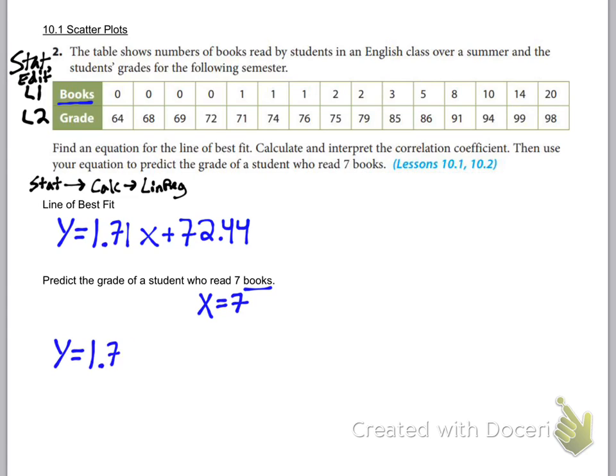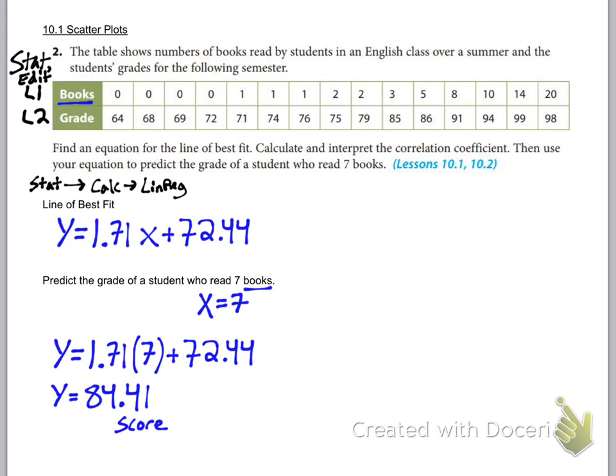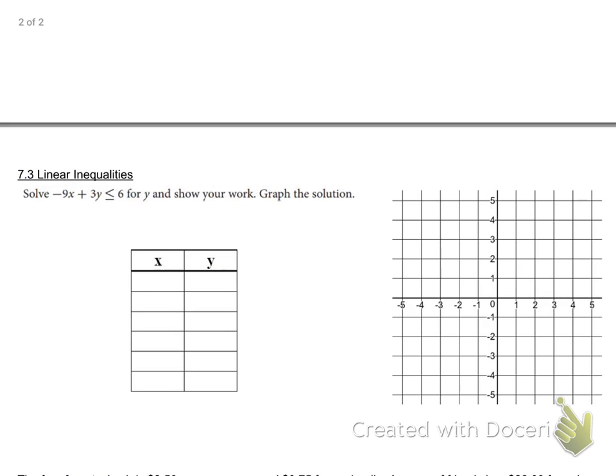So it asks us to predict the grade of a student who read 7 books. Books is our x value from up there, so x must be 7, so I'm going to plug in 7 for x. When I calculate that, I get 84.41, so that is likely to be the grade, that's why I'm predicting, and 84.41 will be the grade of someone who reads 7 books, or a score.